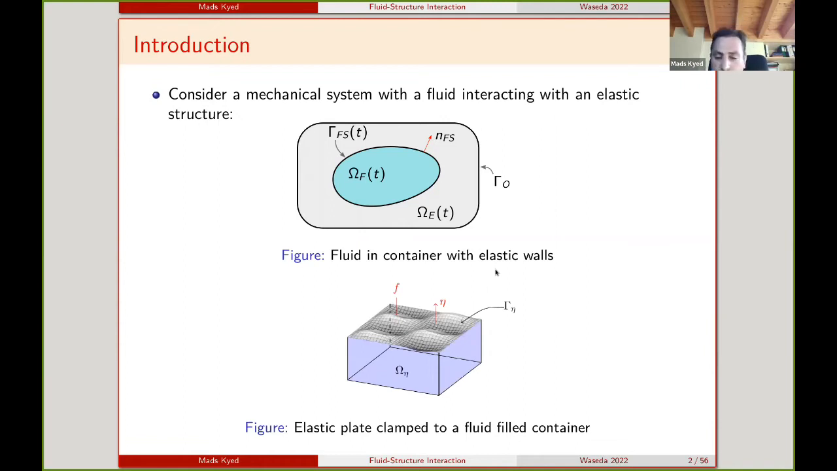Another example, which I also like, is the elastic plate clamped to a fluid-filled container. So again, the blue part in the second picture is a fluid. In this example, the fluid is contained in a container, and on top of the container we have a plate which is clamped onto the container, and if this plate is elastic, then we have again fluid structure interaction. When the fluid flows, the plate will deform and interact with the flow by changing the flow domain. Okay, fluid structure interaction.